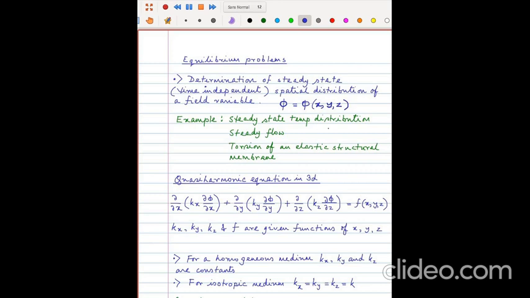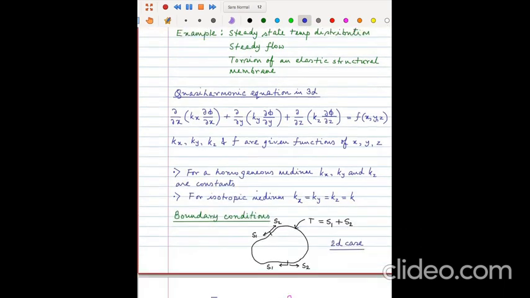Examples are steady state temperature distribution in heat conduction problems, steady flow problems like flow over a cylinder, flow over an airfoil, and torsion of an elastic shaft. So these are the cases of equilibrium problems, and many of such equilibrium problems, though not all, are governed by this equation, which is known as the quasi-harmonic equation. Quasi means almost like harmonic equation, but it is not exactly the harmonic equation.